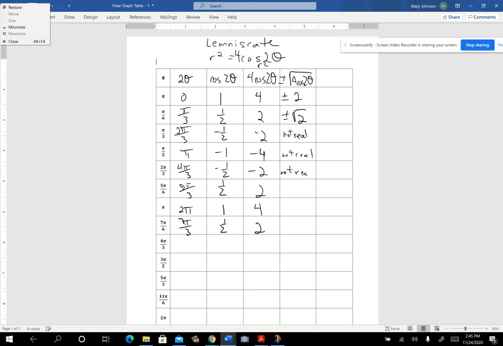This one's not real. But then we're back at plus or minus the square root of 2, plus or minus 2, plus or minus the square root of 2. So when you go to plot your ordered pairs, you actually get 2 ordered pairs here.